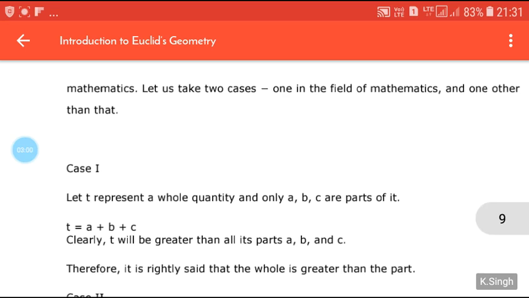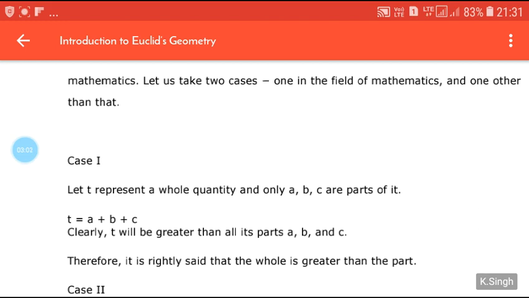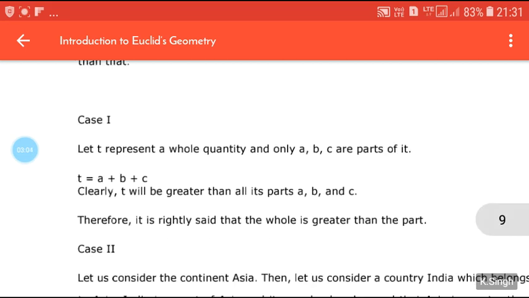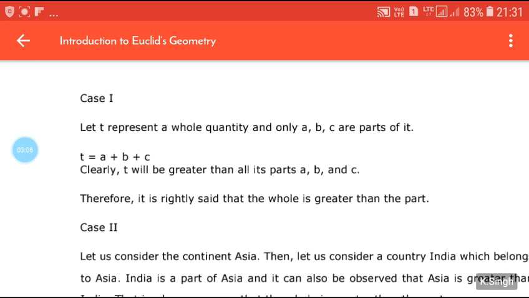Case 1, let T represent a whole quantity and A, B, C are parts of it. So T is equal to A plus B plus C. Clearly, it will be greater than all its parts A, B and C. Therefore, it is rightly said that the whole is greater than the part.